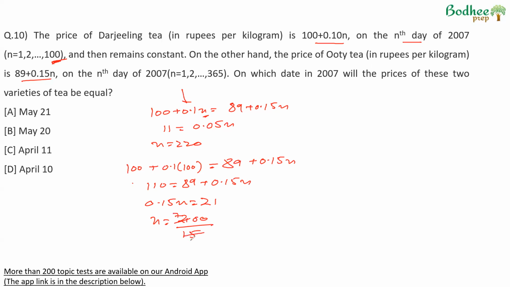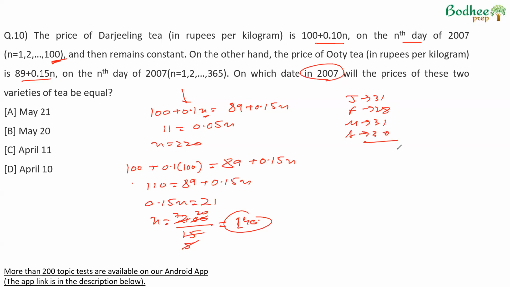7s are 35, 3 7s are 21, 3 5s are 15. This becomes 20, 100 into 20. So N is 140. On the 140th day, the prices will be equal. Since it is 2007, so it is not a leap year, we can say January has 31 days, February has 28, March has 31, April has 30.